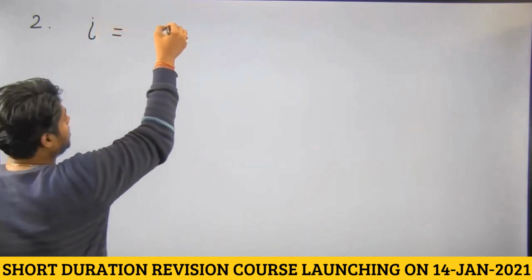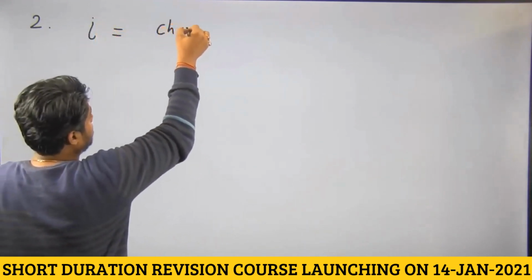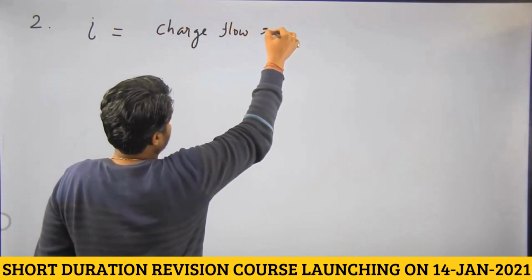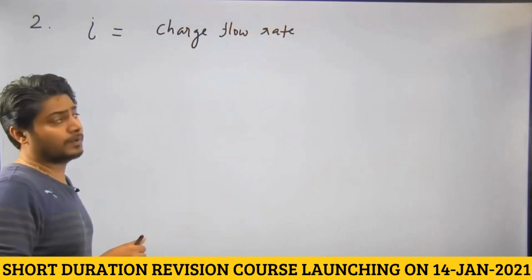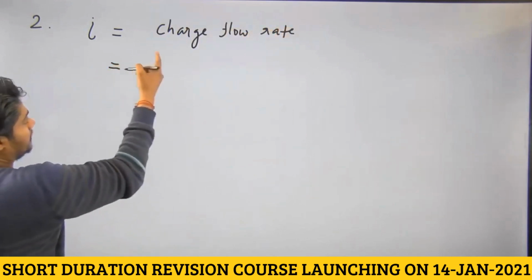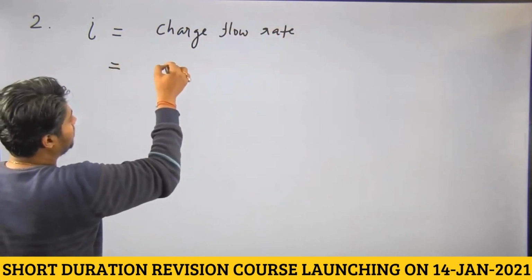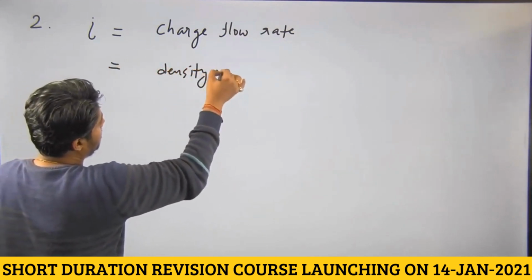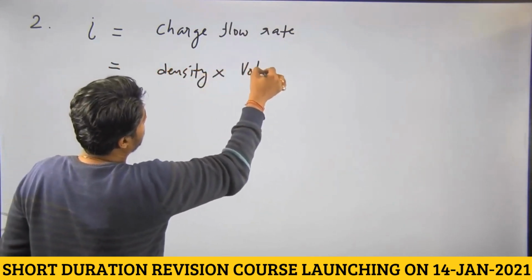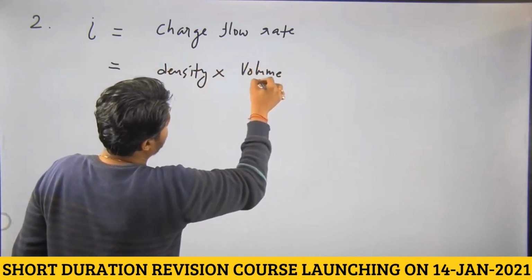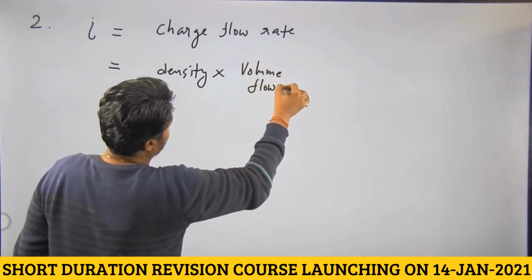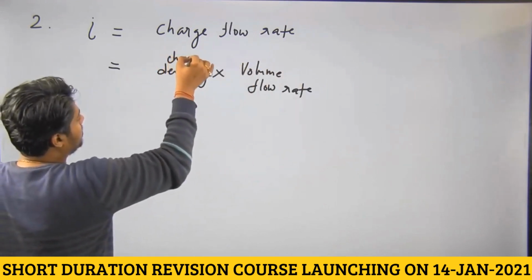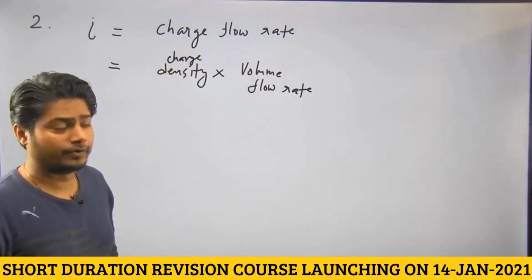So, current is also called charge flow rate. This is nothing but charge density into volume flow rate.